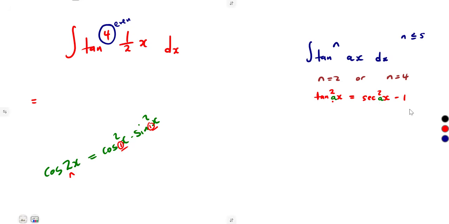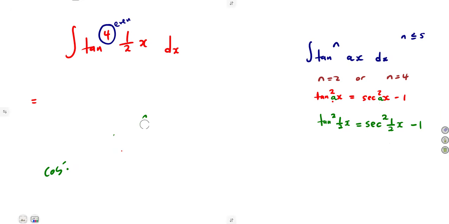So meaning to say, if it is tan to the exponent of 2, there we need this half of x. So if it is tan squared half of x, as we can see, guys, our a is a half there. It is going to remain as it is. So it's going to be sec squared half of x minus 1. So that is what represents the tan squared half x. This is what we have.